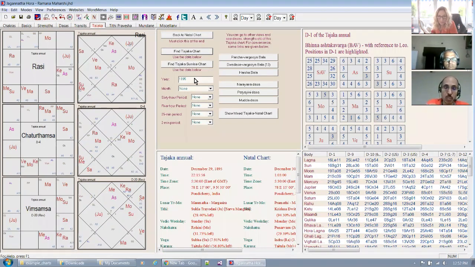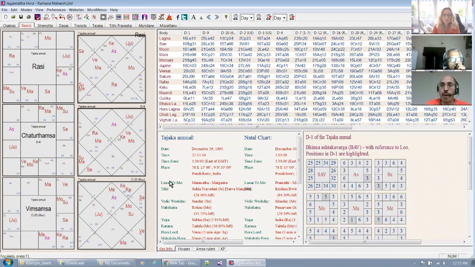You want to make an annual chart for 1895. So if you make a Tajaka chart for 1895, it was on December 29, 1895. I want to see the links between D20 and D4, because there was a spiritual experience that basically transformed his residence. He basically became homeless for a while. He just became a wanderer. So let's see the D20 chart.